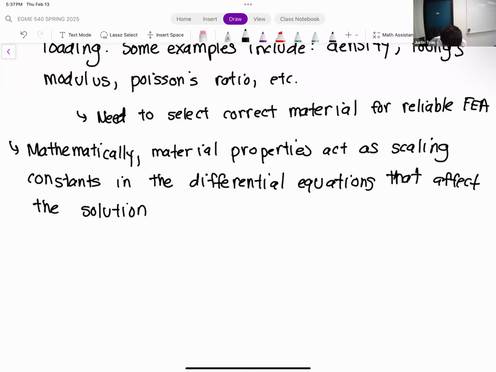In real life, we know how material properties behave. A material that's more dense is going to feel a lot heavier. But when you're talking about FEA, it's important to know exactly how it's going to affect your solution. At the end of the day, they just end up being scaling. But the idea of material properties goes a lot deeper than just the values of certain constants.